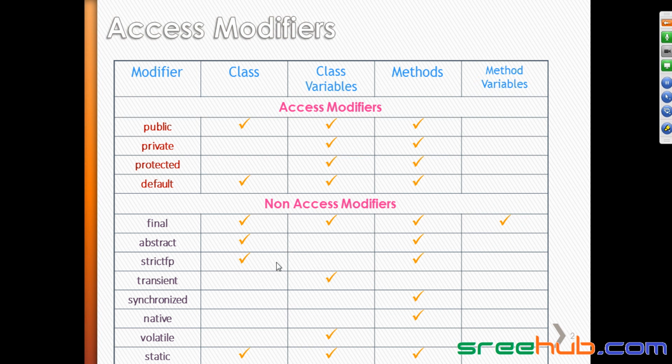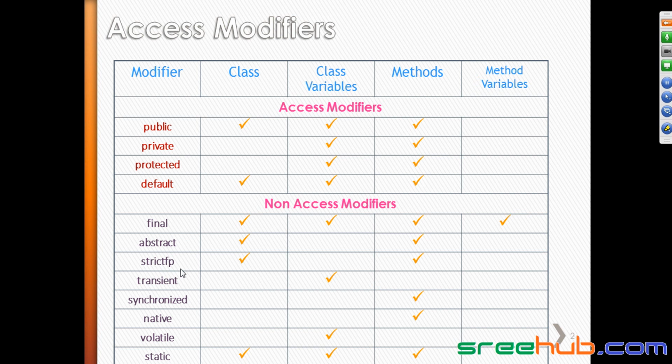Right. Now we have something called abstract. You will be learning this abstract non-access modifier in OOPs. I'll explain this abstract in OOPs. So here just remember that abstract is nothing but a non-access modifier. Fine. Then next one we have something called strictfp.